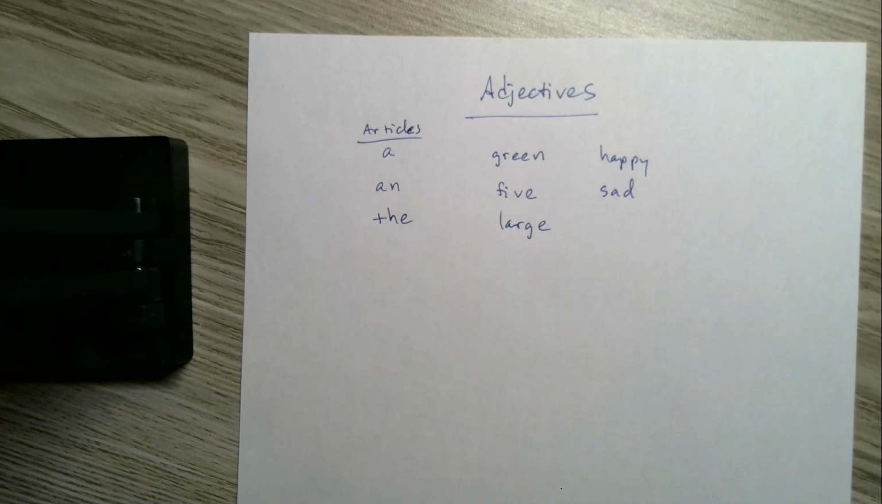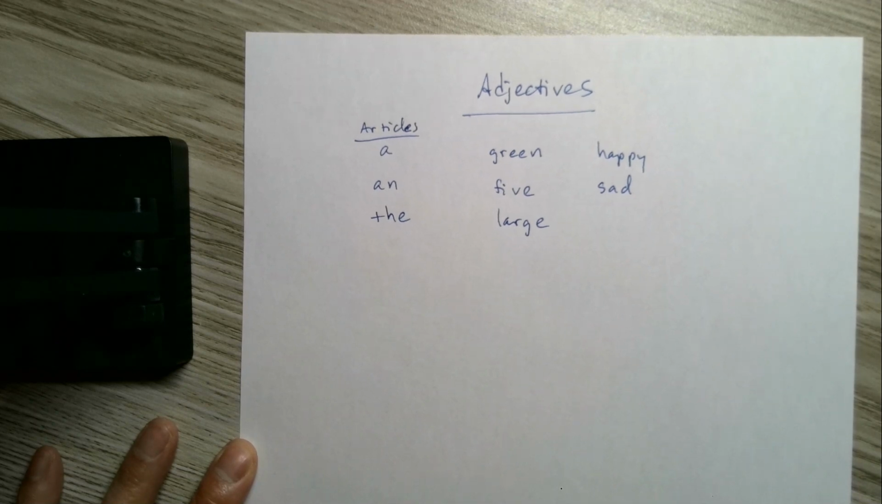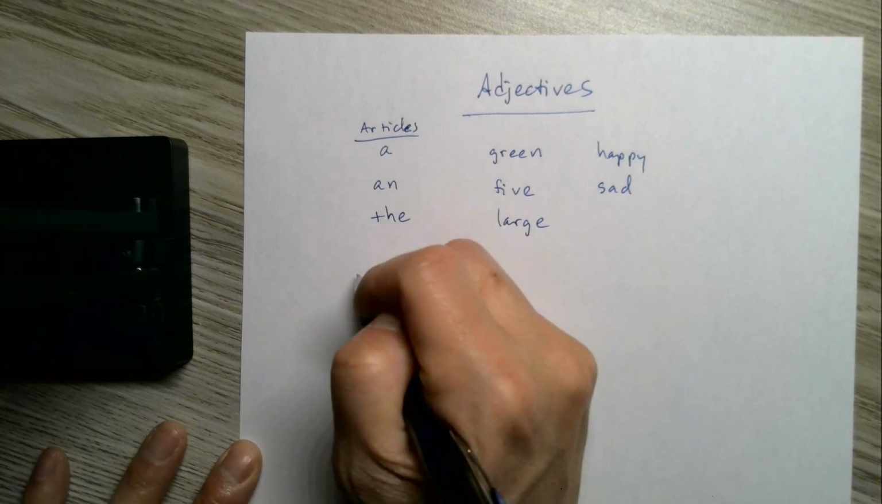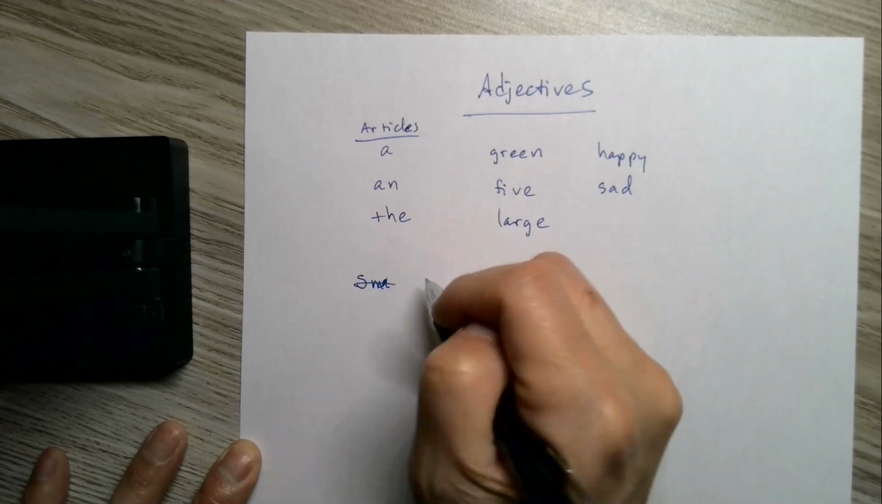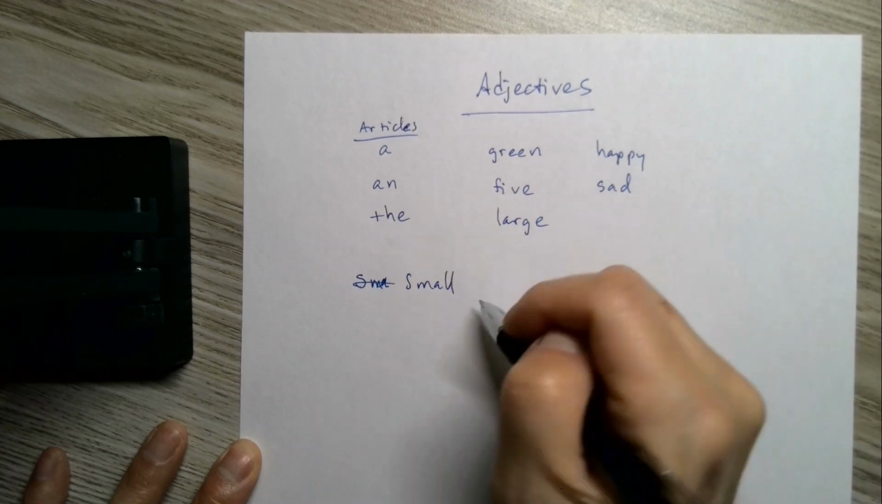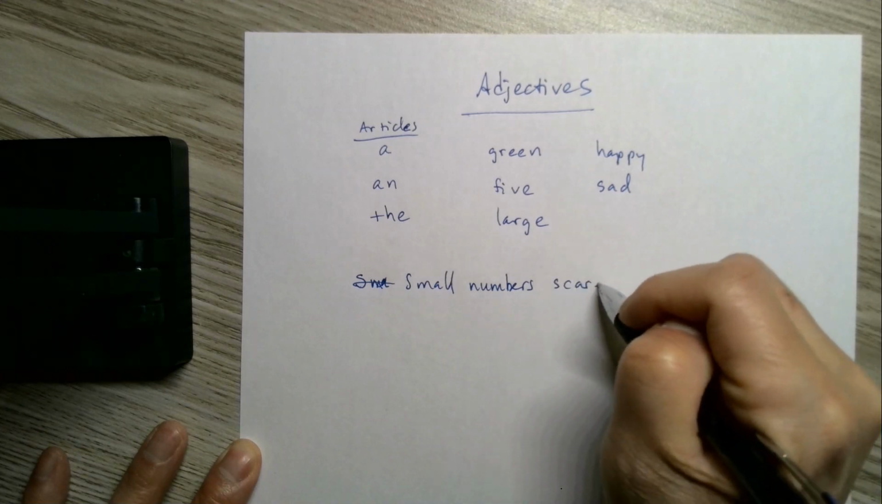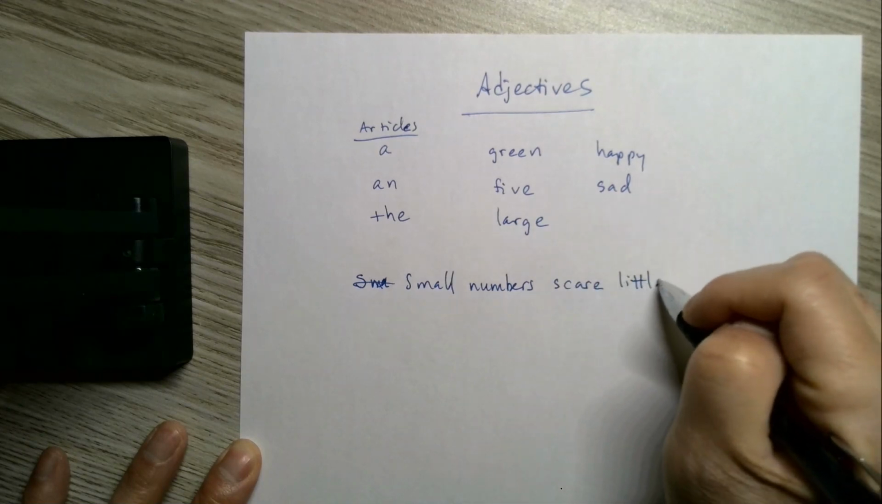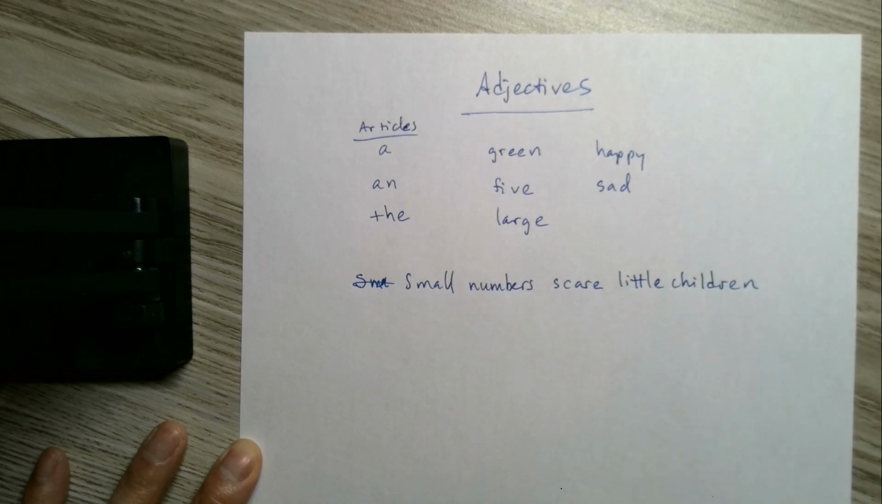Okay, so today we're going to diagram 3 sentences, and the first 2 are pretty simple, and then I'm going to switch to a more complicated one for the third one. So the first sentence is, that should say small. Small numbers scare little children. Small numbers scare little children.